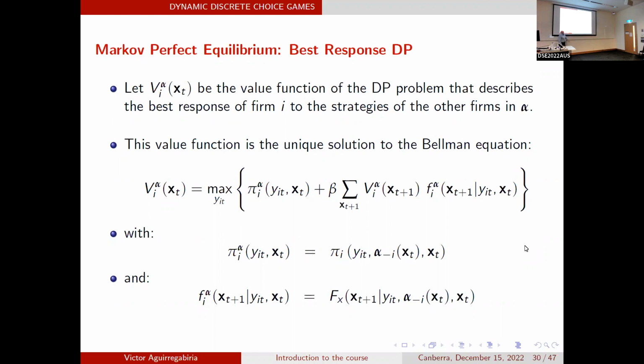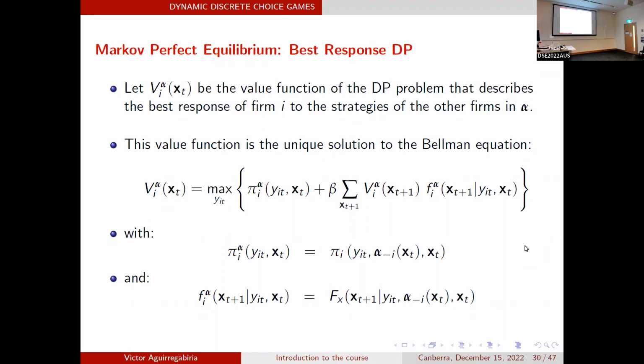Give me these payoffs, give me these transition probabilities, I plug them into the Bellman equation, and now I have a single-agent model. This is a contraction, it has a unique solution, a unique value function, a unique best response strategy function. Cool. That doesn't mean that we have a unique equilibrium, not at all. It means that we have well-defined best response strategies that are the response to the strategies of the others and solve a standard dynamic programming problem.